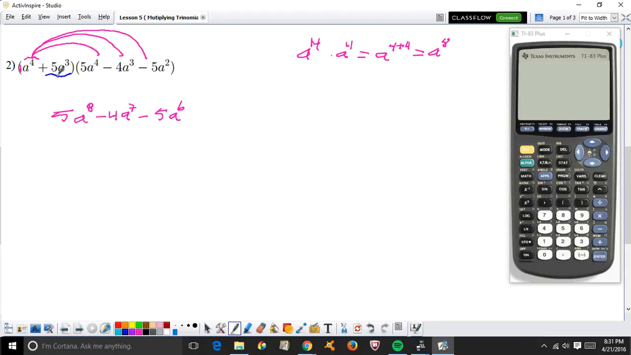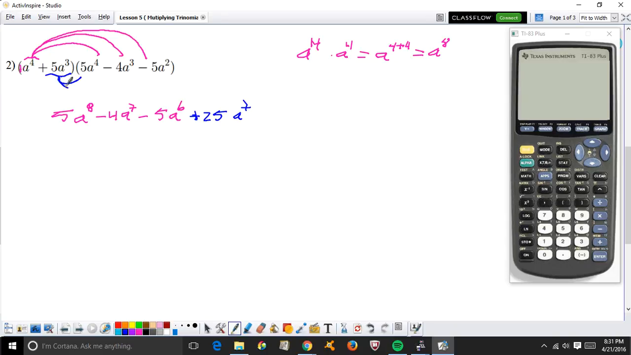So here comes the fun part. So 5 a to the 3rd times 5 a to the 4th. 5 times 5, that's 25. So plus 25, so 5 times 5, 25, a to the 3rd times a to the 4. We add exponents, so we got a to the 7.